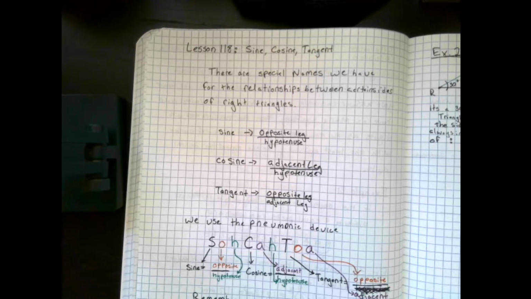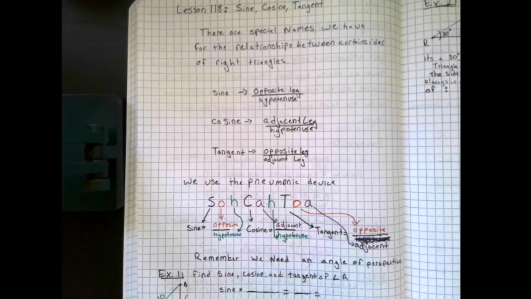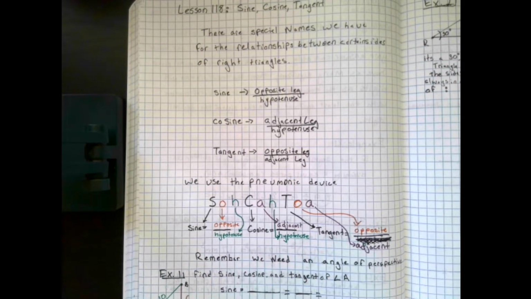Now, we had a lesson before which talked about the relationships between the angles in a triangle and the sides of that triangle. If you have a right triangle, we have special names for those relationships, and those names are sine, cosine, and tangent. There are a few more, but we're just going to focus on sine, cosine, and tangent today. Sine is the relationship of the opposite leg over the hypotenuse. Cosine is the relationship of the adjacent leg over the hypotenuse, and tangent is the ratio of the opposite leg over the adjacent leg. Most mathematicians and students use the mnemonic device SOHCAHTOA because it's a fun word to say and it helps us remember the order in which these things go.